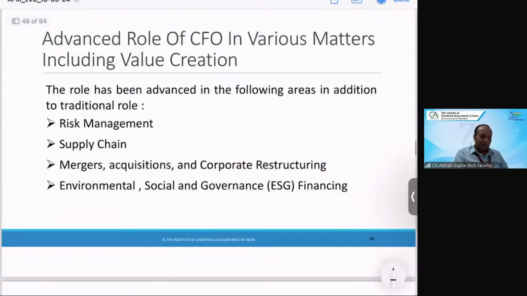Now student, today, what is happening? The advanced role of the CFO has become important, as I discussed with you. Now, what are their roles? Of course, I have discussed with you risk management. Risk management is one of the core areas now becoming an important role for the CFOs.